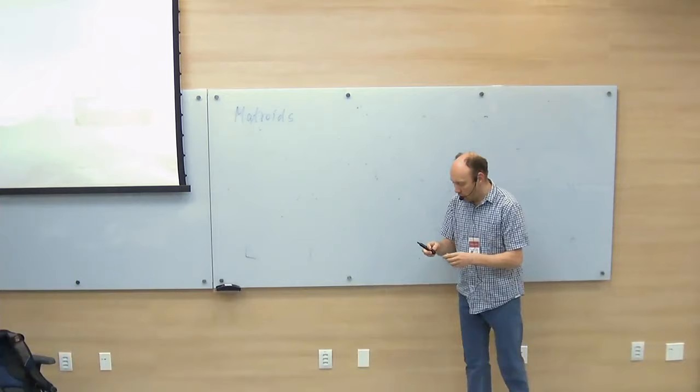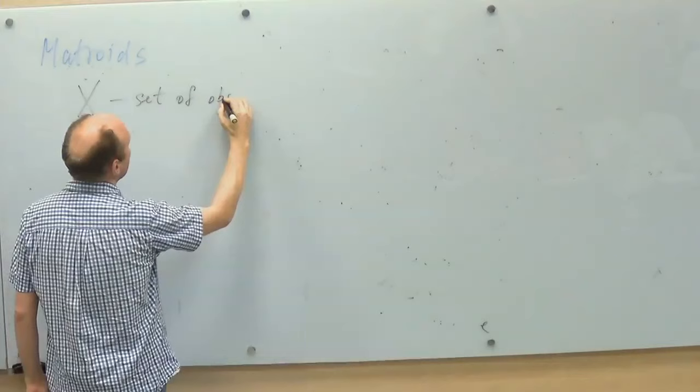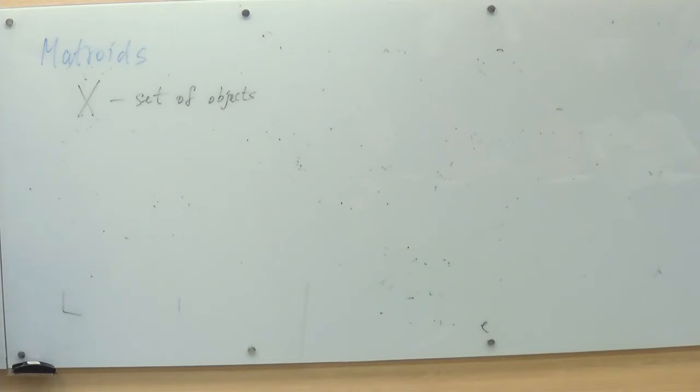So, let's make a formal definition. So we have again, as we have already had today, a set of objects, call it X. Set of objects. Now we will consider a power set of X.